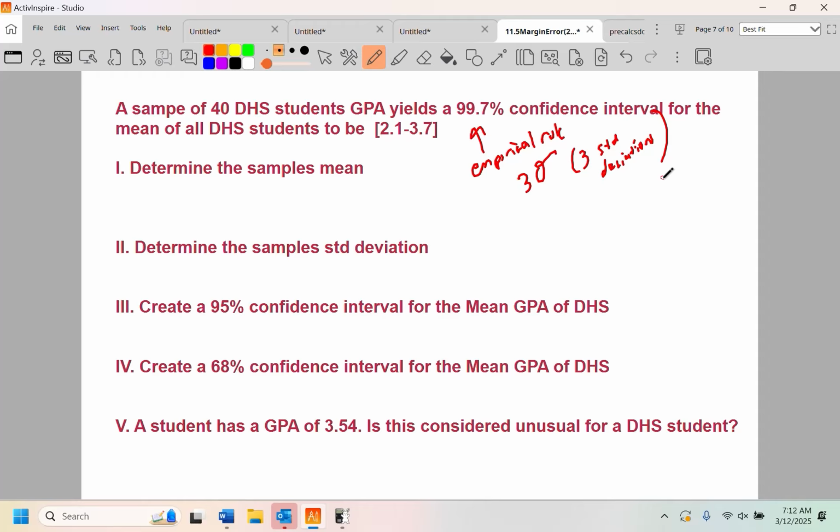So determine the sample's mean. The mean is going to be the number in the middle. That guy right in the middle. That's not that hard. You're going to take 2.1, take 3.7, add them together, and divide by 2. 2.1 plus 3.7 is 5.8. 5.8 cut in half is 2.9.